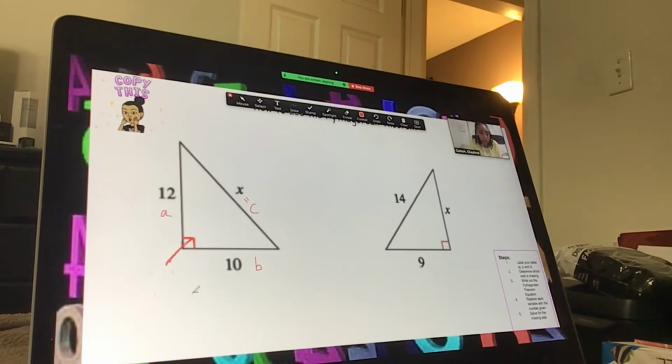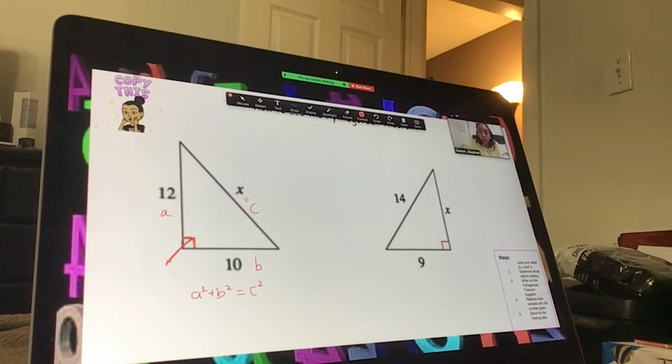So I'm going to write out A squared plus B squared equals C squared. And once you get better at practicing this, you don't have to write out the equation, but for now we're going to write it out.